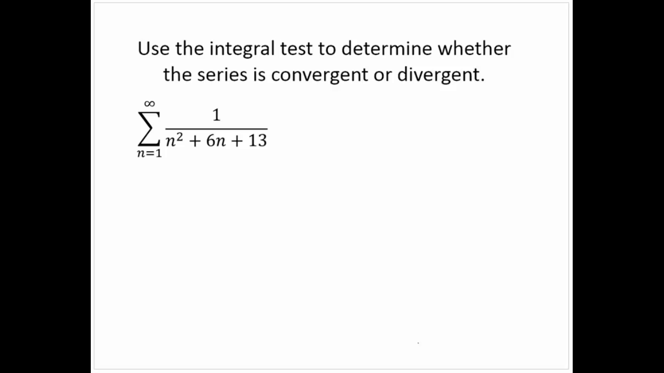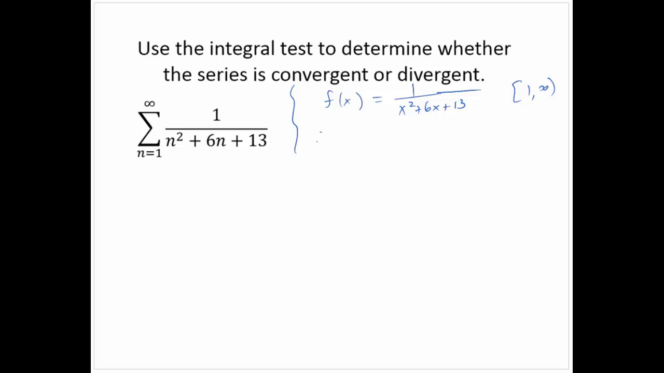Use the integral test to determine whether the series is convergent or divergent. Sigma 1 to infinity of 1 over n squared plus 6n plus 13. Well, again, if we consider the function 1 over x squared plus 6x plus 13, let's consider a couple of things. Is it continuous from 1 to infinity? We're only concerned about from 1 to infinity. So we might check to say, are there any zeros in the denominator?